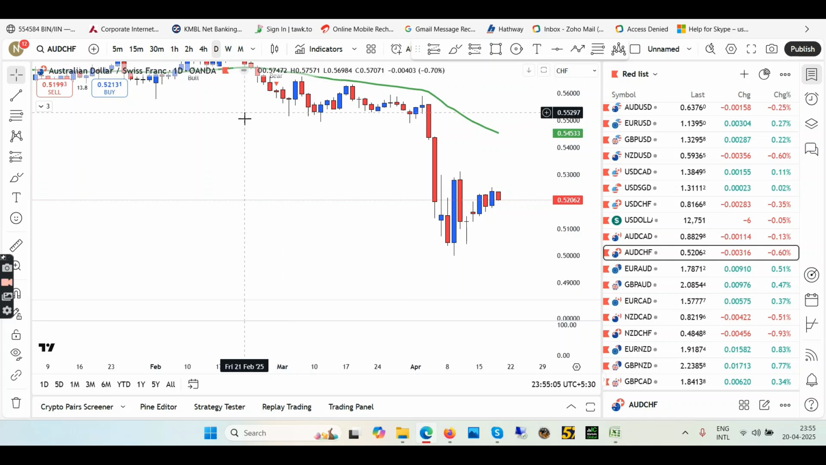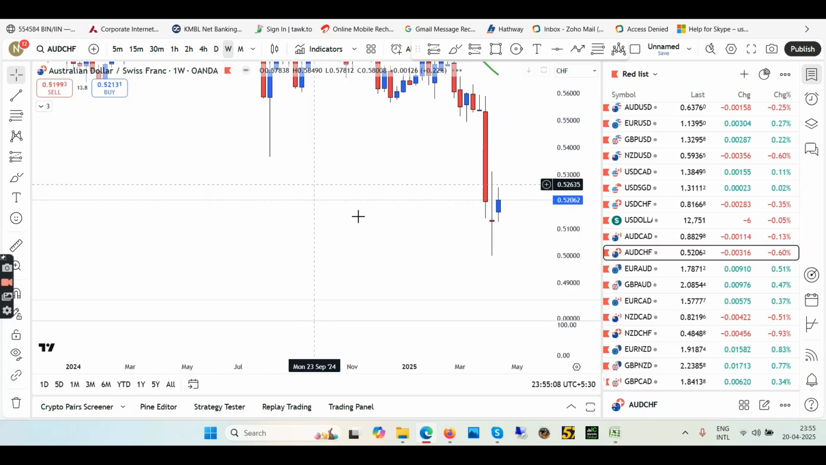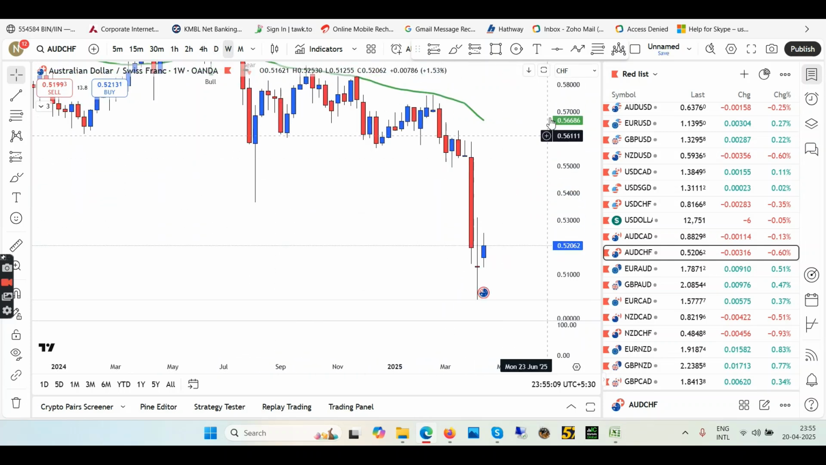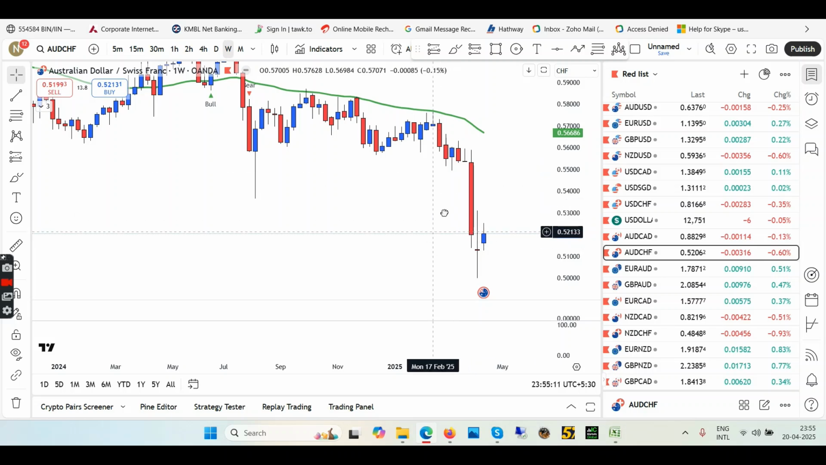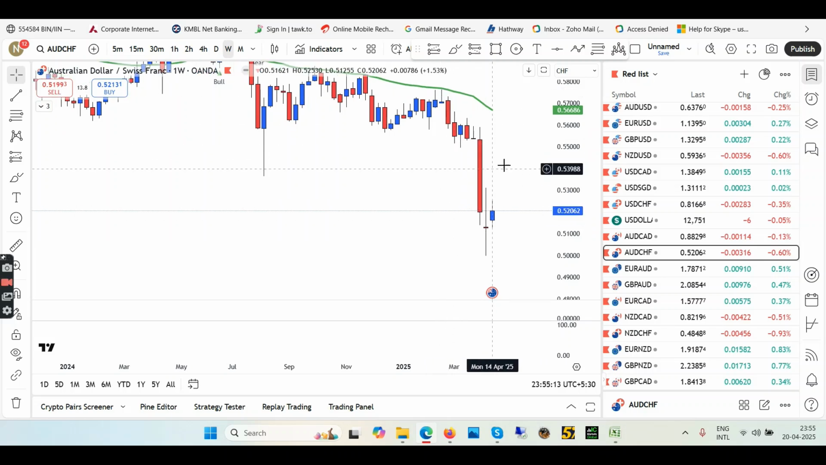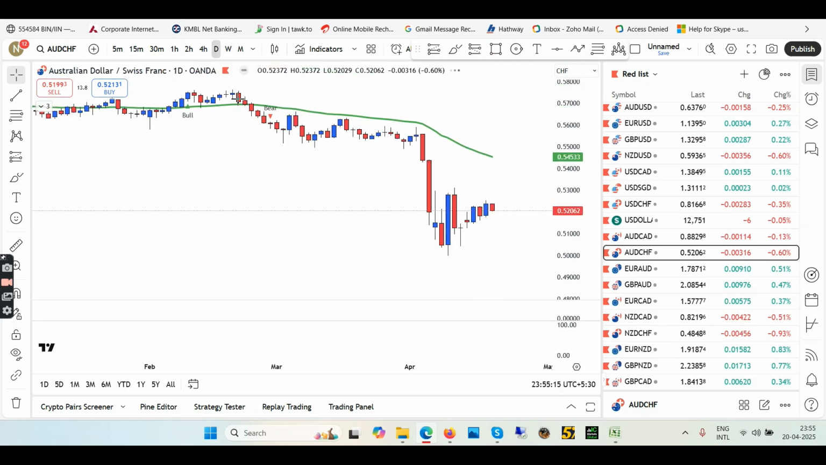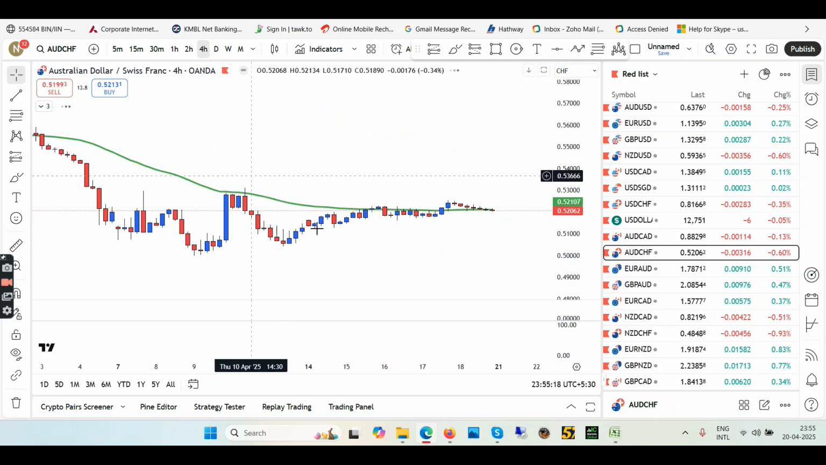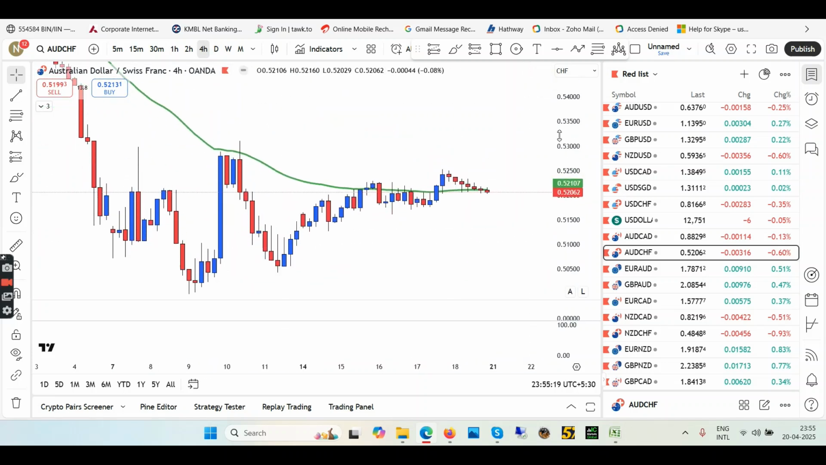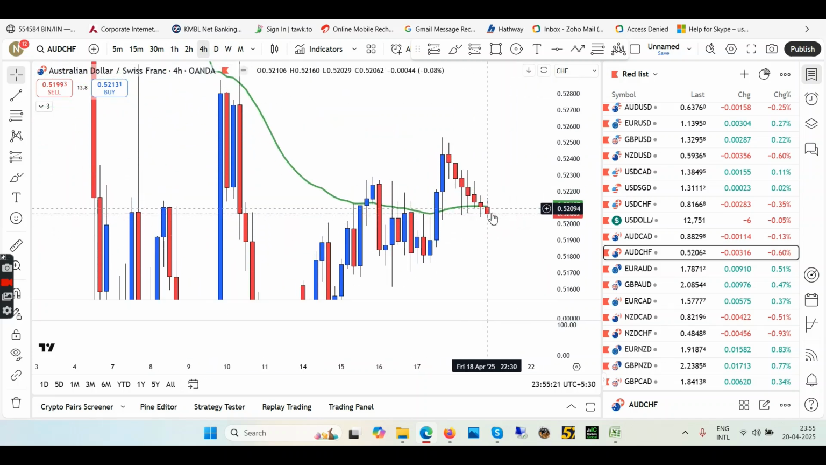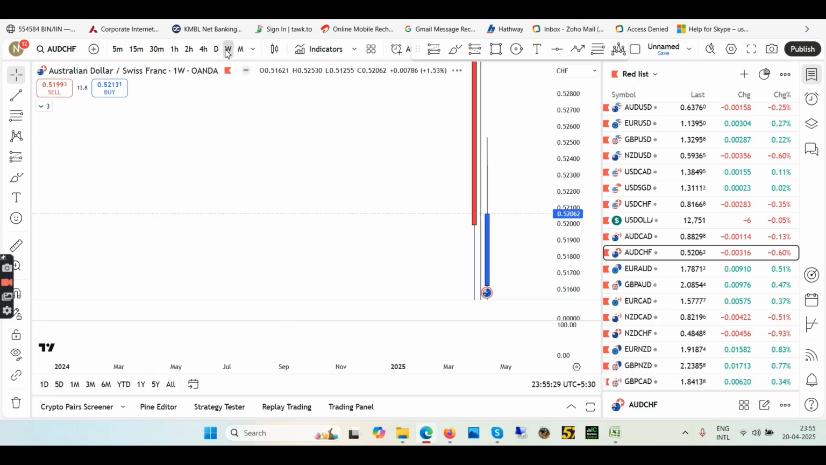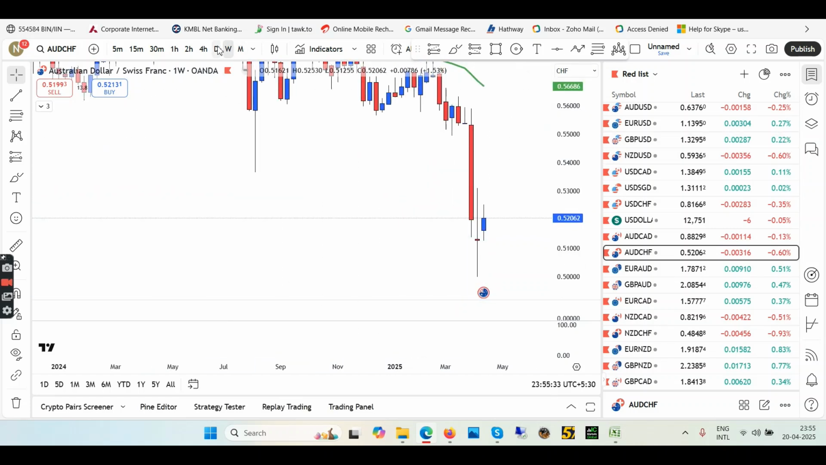Top-down approach starts with 3 time frames: weekly, daily, 4 hour. Weekly, you can see clearly here, AUD against CHF is clearly sell. So weekly is downtrend, daily is again downtrend, and 4 hour is also going towards downtrend. So all 3 EMAs in AUD CHF are telling us that 4 hour is in the downtrend, weekly is in the downtrend, and daily is in the downtrend as well.